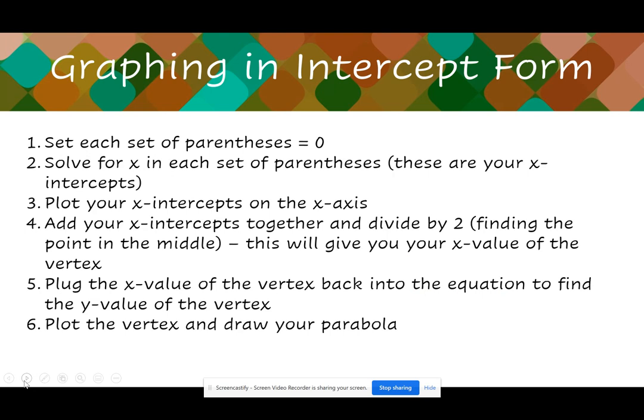So the rules we're always going to follow: our quadratics are already going to be factored for now. You won't have to factor them. So you're going to set each set of parentheses equal to 0 and solve for x. Your answers are going to be your x-intercepts, and we'll plot them on our x-axis. Then you add together the x values of your x-intercepts and divide by 2. This is finding your point in the middle, and it gives you the x value of your vertex. Then you plug this x value back into the equation to find the y value of your vertex, plot that, and draw your parabola. So we'll go through some examples.